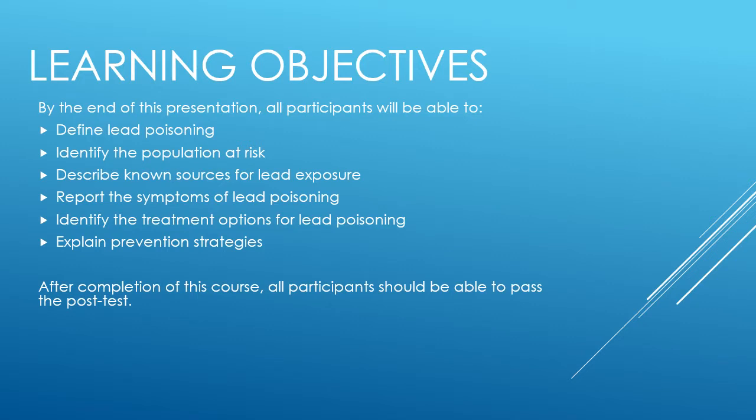Learning objectives. By the end of this presentation, all participants will be able to define lead poisoning, identify the population at risk for lead poisoning, describe known sources for lead exposure, report the symptoms of lead poisoning, identify the treatment options for lead poisoning, and explain prevention strategies. After completion of this course, all participants should be able to pass the post-test.